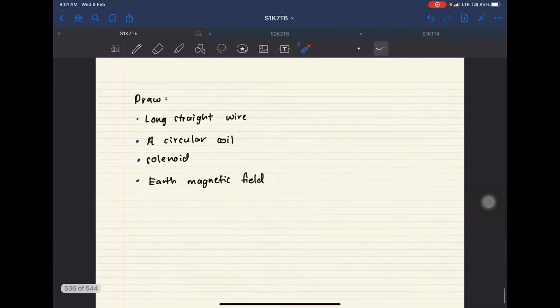Okay, so there are a few examples like this: long straight wire, circular coil, solenoid, and earth's magnetic field. Your task is to try to draw the remaining ones yourself. You can find them on the internet or in your lecture notes.